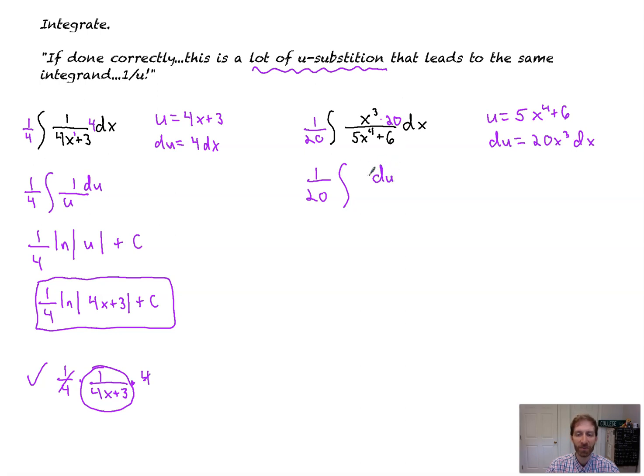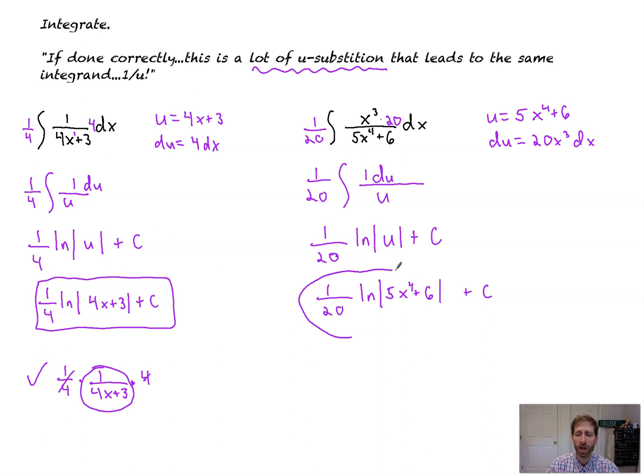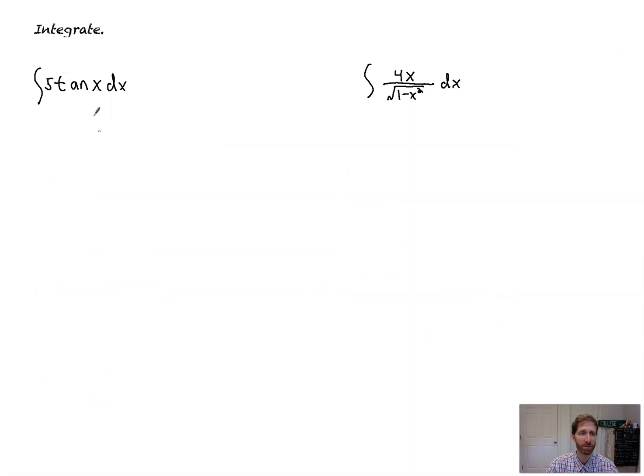So you get du all over 5x to the fourth plus 6, which is u. So it's essentially u prime over u, times 1/20th, or if you want to think of it as 1 over u. That's going to be ln of the absolute value of u plus c. What did I say? You're going to end up with the same exact boring integrand. That's good. Makes problems easy. 1/20th times the ln of the absolute value of 5x to the fourth plus 6, plus c. And again, please check your answer. Very important. You're going to get so good at differentiating and integrating if you do it that way.